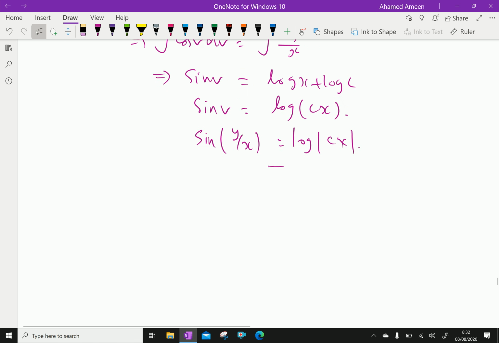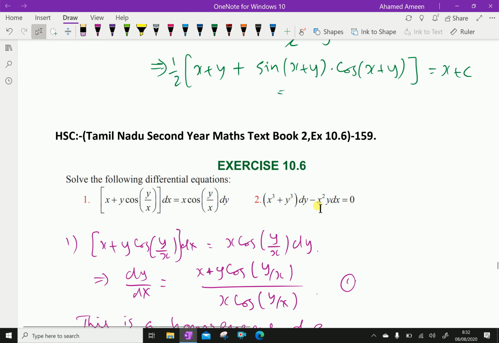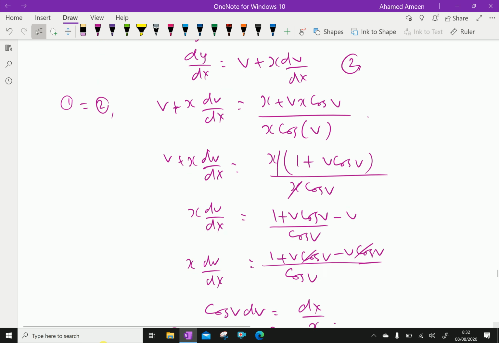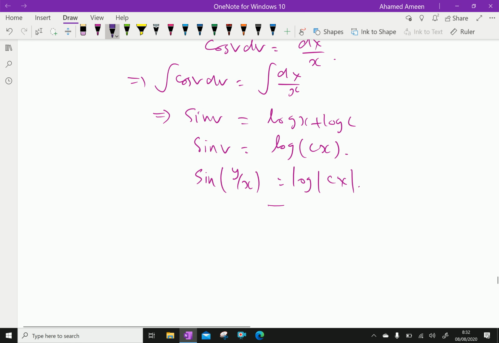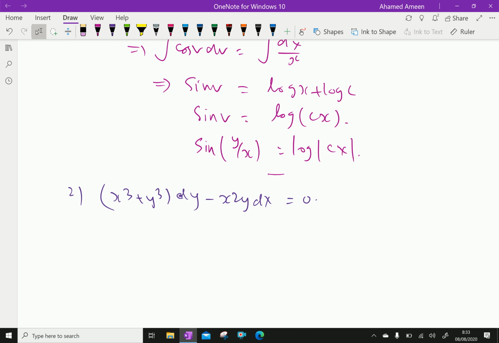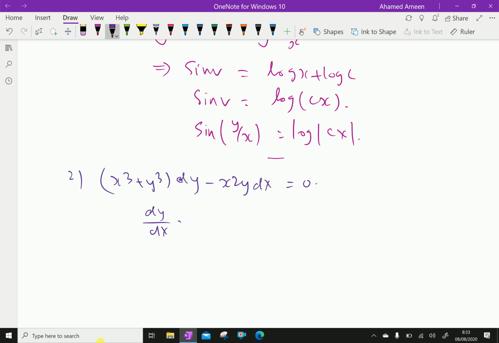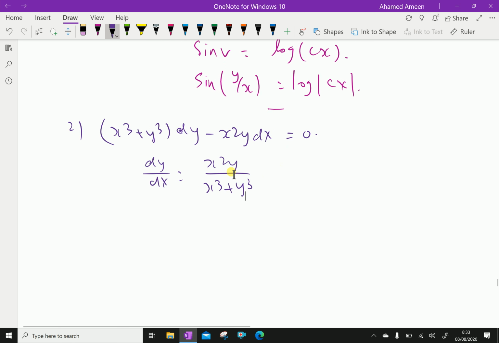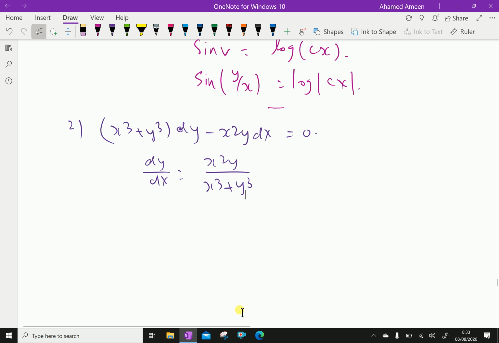Now question number 2, look at this question. (x cube plus y cube) dy minus x square y dx equal 0. Now we can express dy by dx equal x square y over x cube plus y cube. Here the degree is 3, here also degree is 3, so it is a homogeneous function.